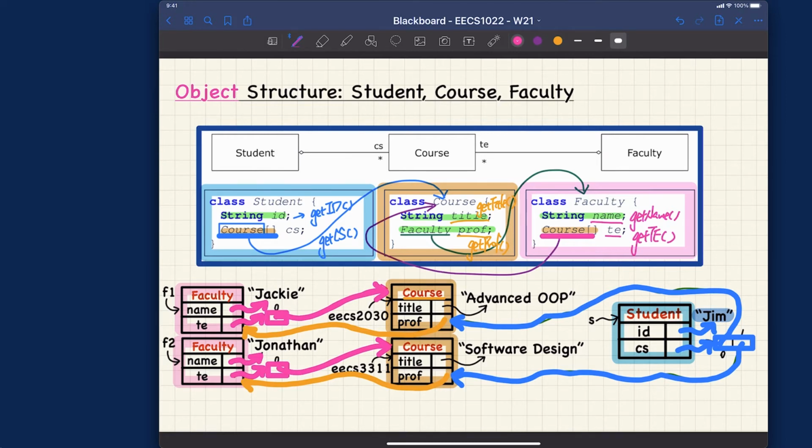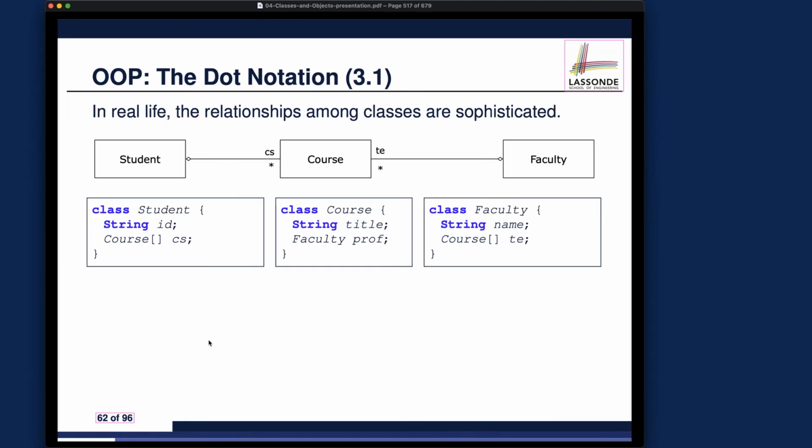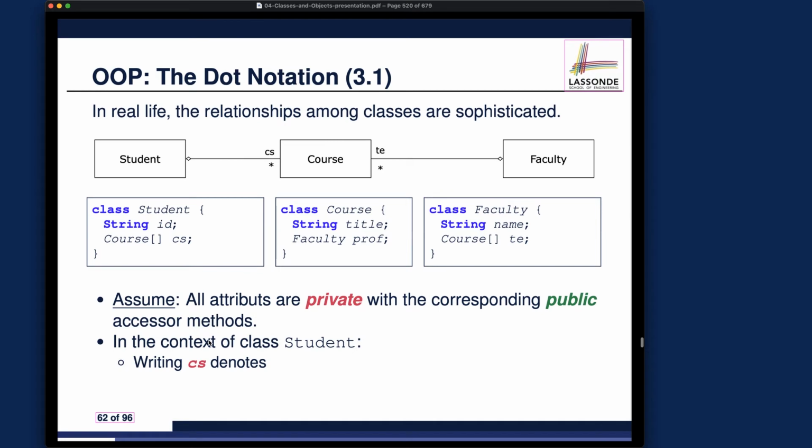I'll rely on you to review it. All right. So now let's go on to the exercises. We're just going to, okay, you can see all the attributes are private. So that's our assumption, right? And also the corresponding public accessor methods. That's something we assume, all right?